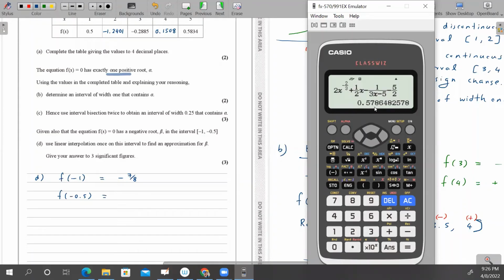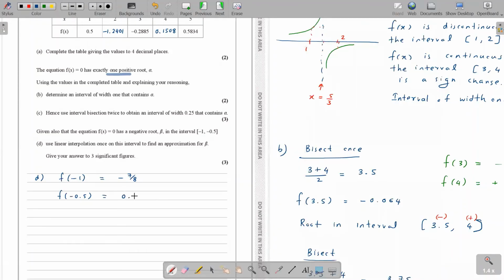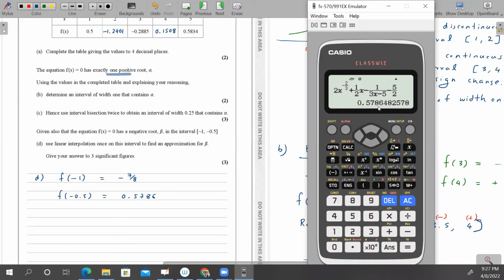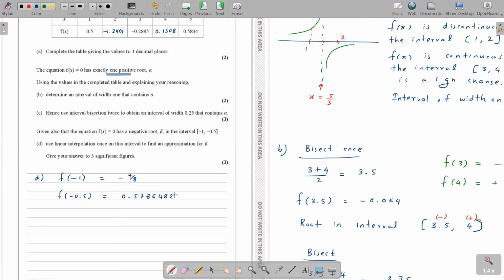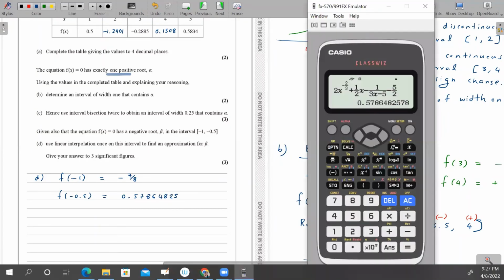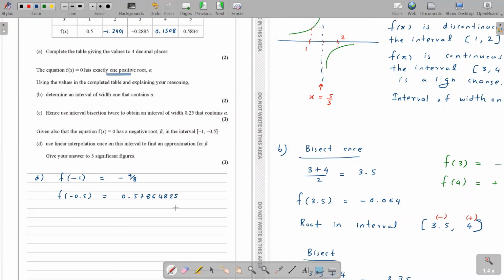Okay, so what's the answer here? Can you all tell me the value? 0.5786, tell me the decimals. Yeah, continue, because we need to have as many as possible. 0.5786, 48, 25, 78, right? So you can at least take around 6 or 7 DPs, because you need to take a little bit extra. The more you take, the better.